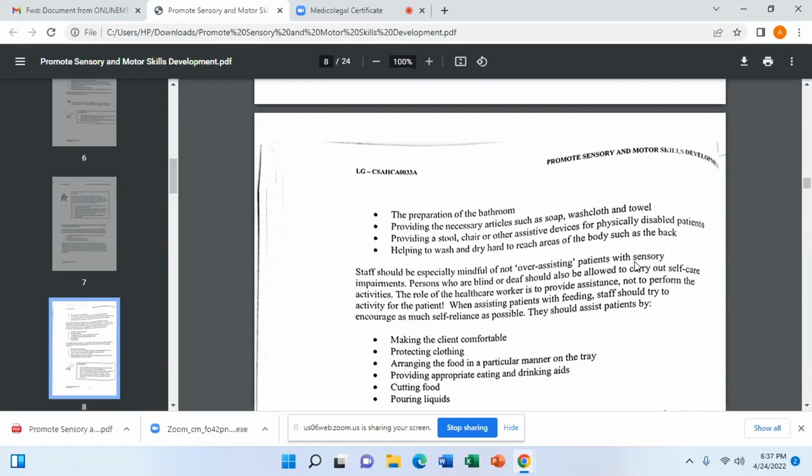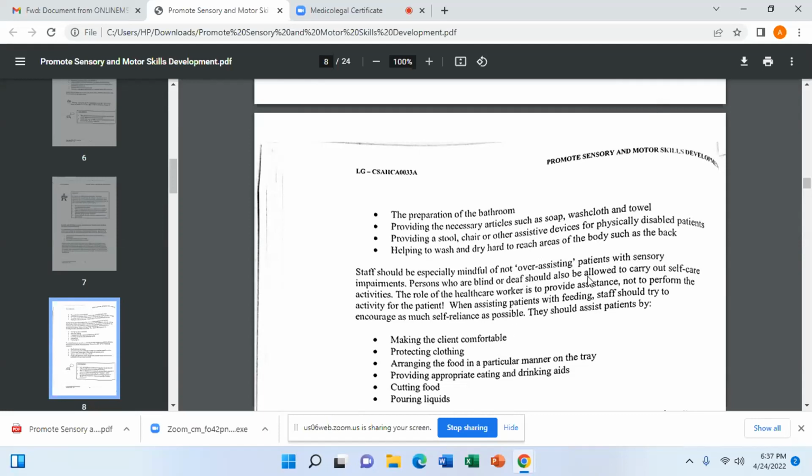So take for instance, a patient is able to use his rag, or is able to brush his teeth on his own. Don't brush his teeth for him, because he can brush his teeth on his own. And don't soap up the rag, allow him to soap up the rag, right? If he's having challenges, then you will go ahead and assist, right?